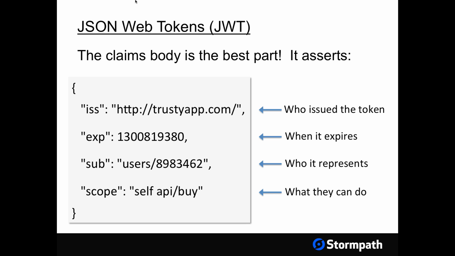And the subject is kind of like numero uno. It's telling you who this token represents, like who authenticated. So this can be a pointer to your database system, some user ID, something like that. And again, we're now seeing another OAuth overlap here with scope.